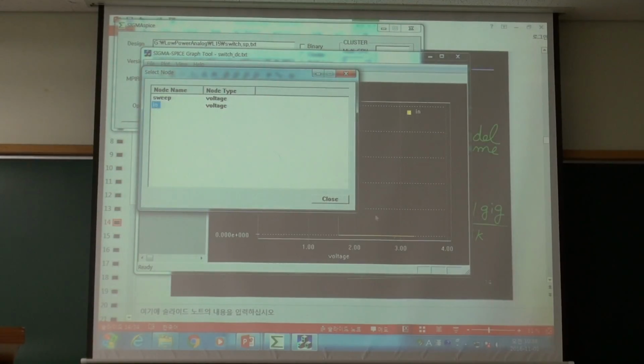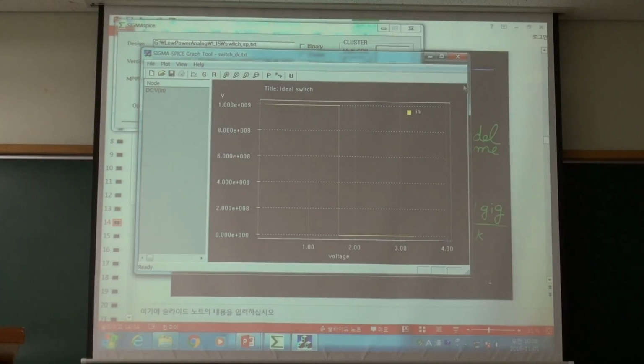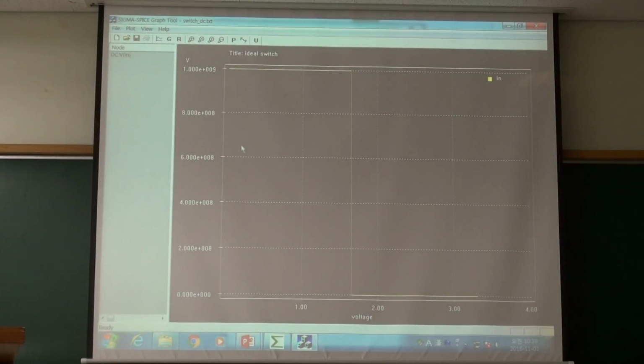Yeah, this is node voltage, right? See, because I am flowing 1 amp current, this is input voltage from 0 to 1.65, this is 3.3, and when voltage is smaller than 1.65, the resistance is a giga-ohm. The voltage becomes 1 gigavolt, right?